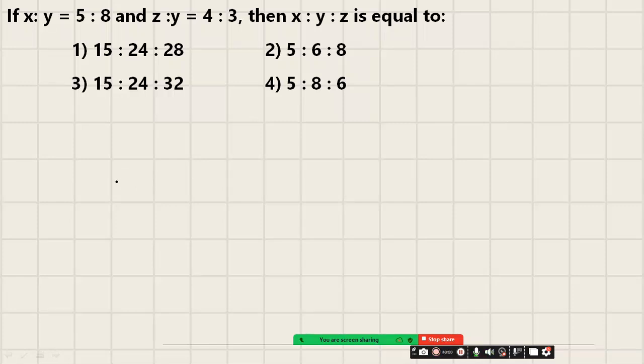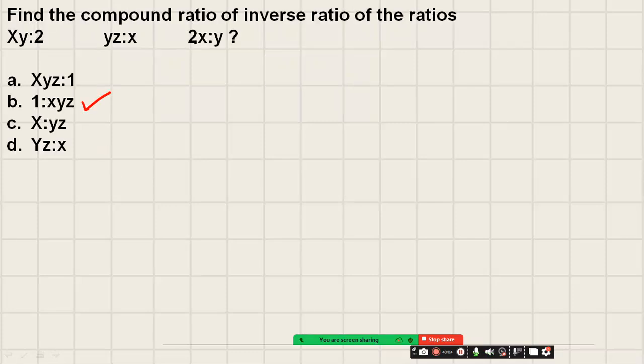Sir, once explain, sir. Before one. Right, and inverse ratio annadi ikkada. Find the compound ratio of inverse ratio of the ratios annadi ikkada. So right, xy is to 2. What is the inverse ratio? 2 is to xy. Next, yz is to x another. Inverse ratio enti. So x is to yz. Next, inverse ratio enti. Y is to 2x kada.